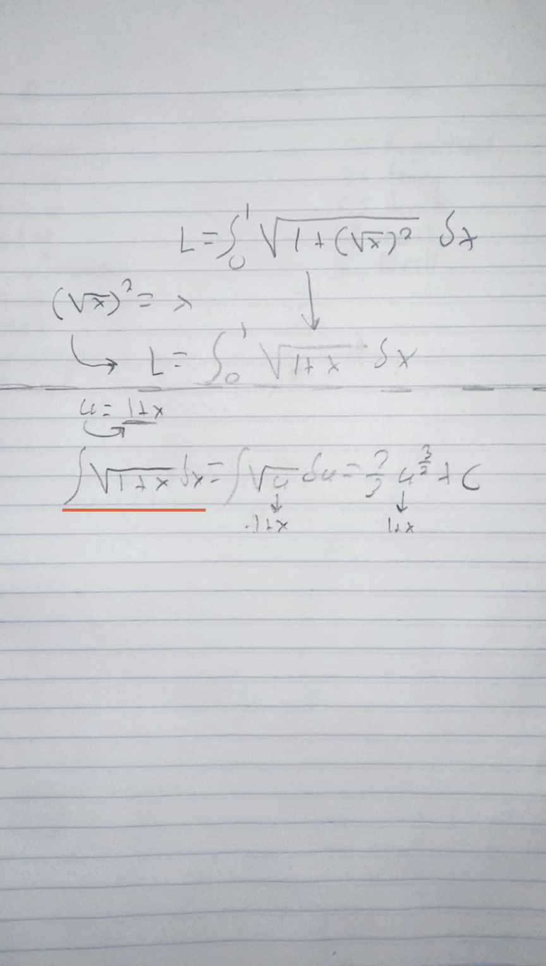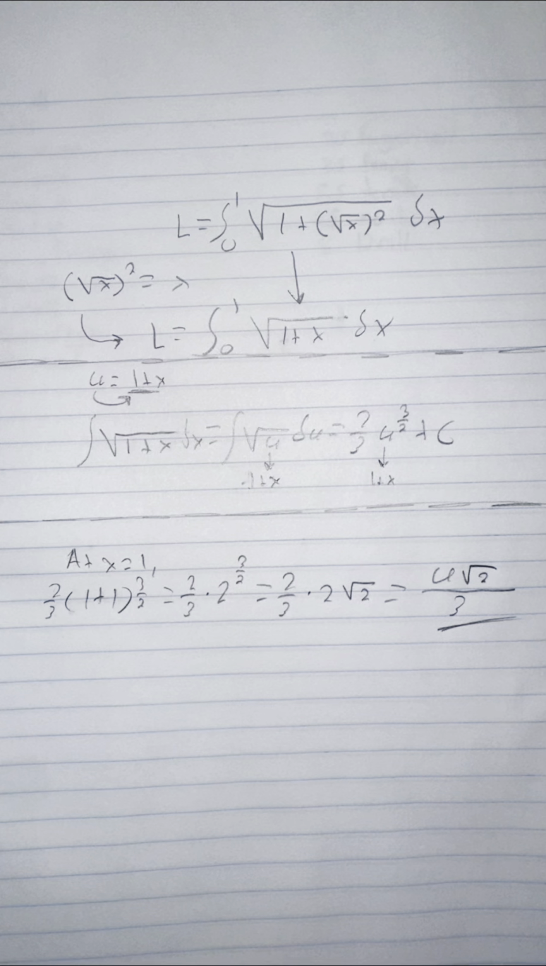The integral of the square root of 1 plus x dx is 2/3 times (1 plus x) raised to the 3/2 power plus a constant. Next, we want to apply the limits from 0 to 1. At 1, we get 2/3 times 2 raised to the 3/2 power, which gives us 2/3 times 2 square root of 2, which gives us 4 square root of 2 over 3.